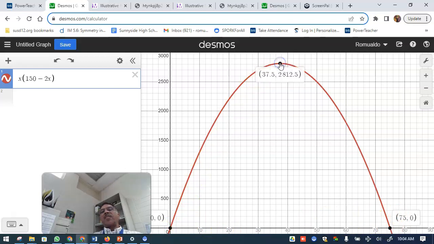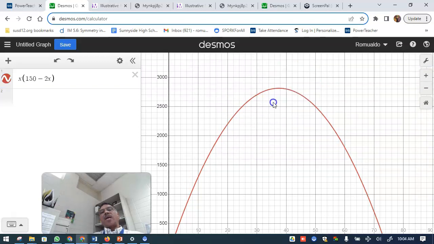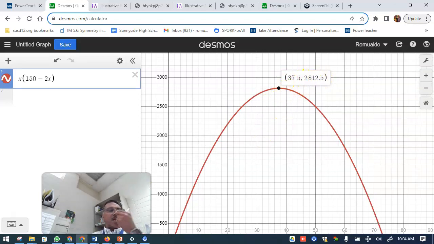This is the maximum area. As you increase the width of the fence of the rectangle, the area goes on increasing. At one point the area is going to be 2,812. That's the maximum area, which you will see in the next lesson. Okay, let's go to the next one.